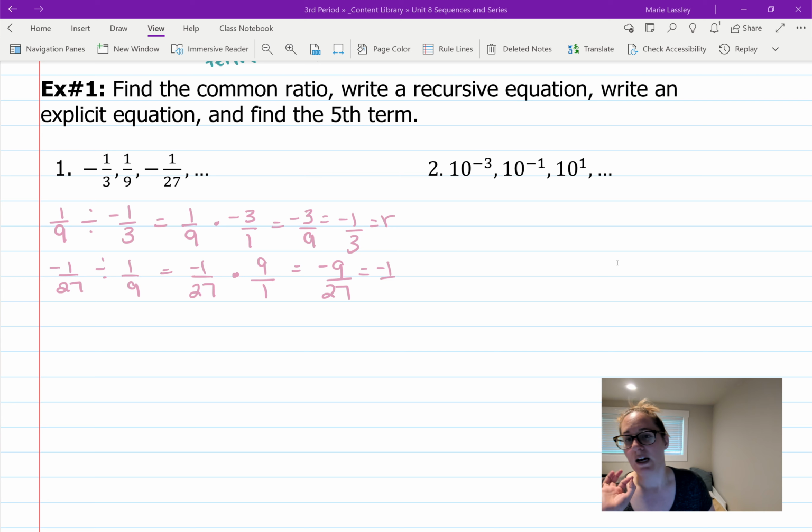All right, so I have my common ratio. So R equals -1/3. Be careful when you're doing ones that have negatives in them.